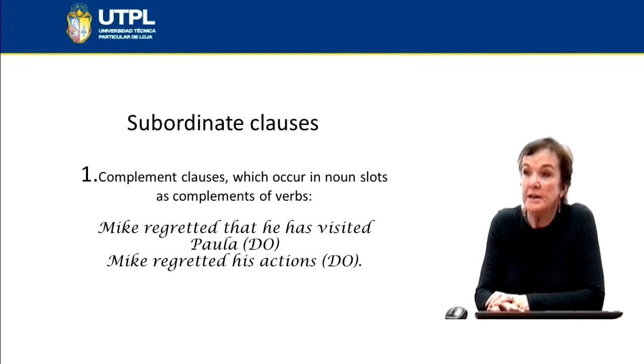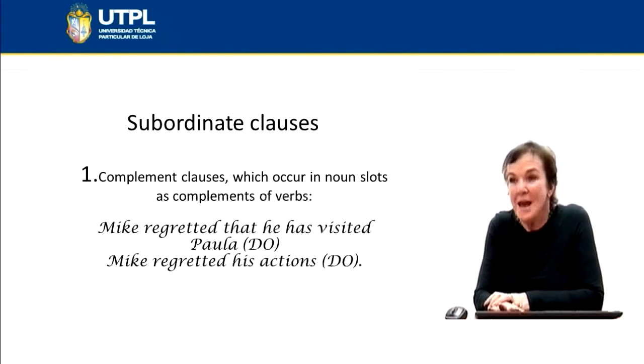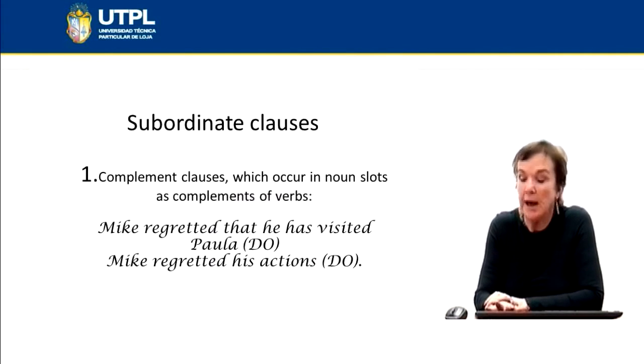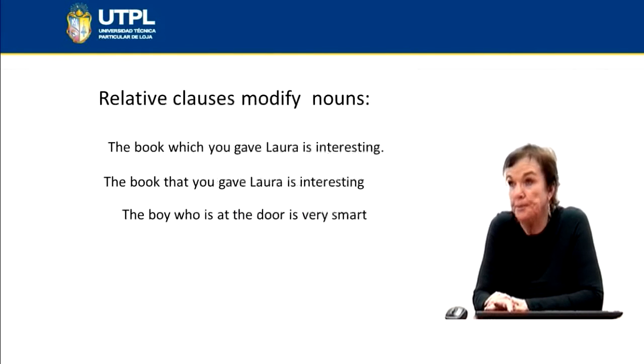Mike regretted his actions. Here, the complement is just a noun phrase, his actions. His actions complete the meaning of the verb regret. His actions is a direct object.